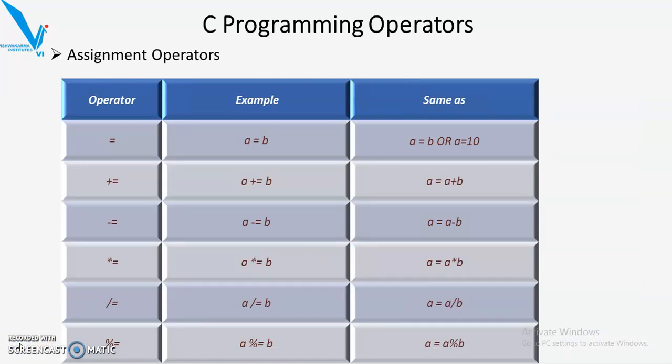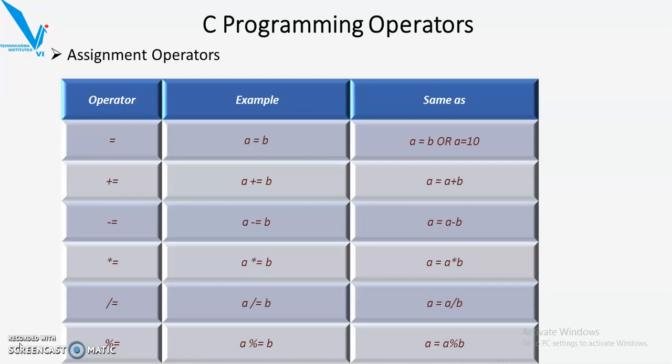The next operators are assignment operators. Assignment operators are used to assign a value to a variable. The left side operand of the assignment operator is a variable and the right side operand of the assignment operator is a value. The value on the right side must be of the same data type as the variable on the left side. We'll see what a data type is in another session.